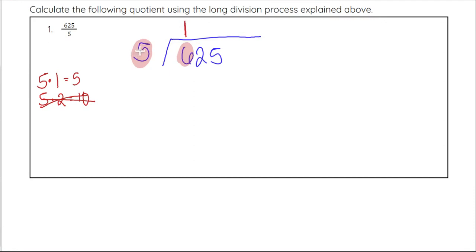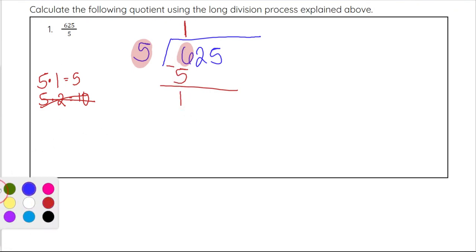Now we do multiplication. So we do 1 times 5. 1 times 5 is 5. We subtract down that column. 6 minus 5 is 1. Once we get to that point, then we go ahead and we bring down our next digit.